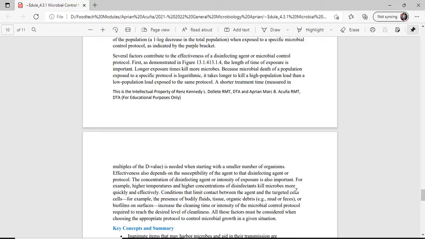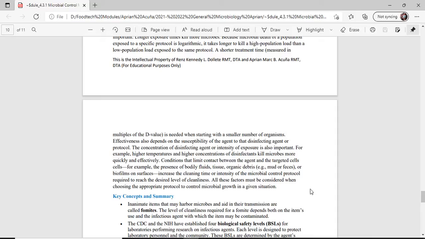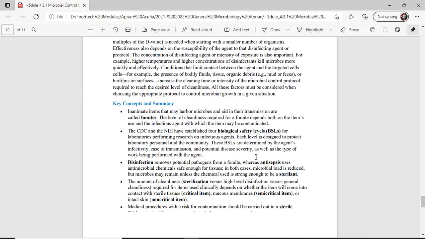Conditions that limit contact between the agent and the targeted cells, for example, the presence of your body fluids, tissues, and also organic debris such as your mud, feces, kag also blood, or biofilm sa atong surface, increase the cleaning time and intensity of your microbial control protocol required to reach a desired level of cleanliness. All these factors must be considered when choosing your appropriate control sa aton nga microbial growth situation.